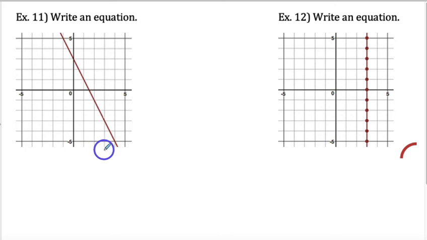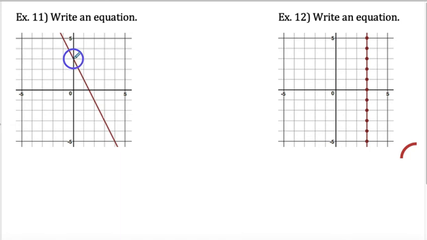I would like you to hit pause and attempt to write the equation for example 11 and 12. Once you have written those equations, hit play. All right, let's see how you did.